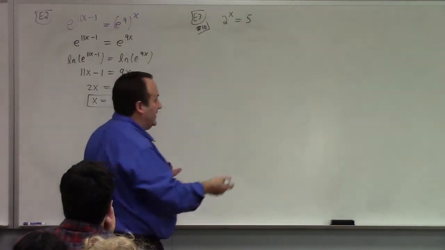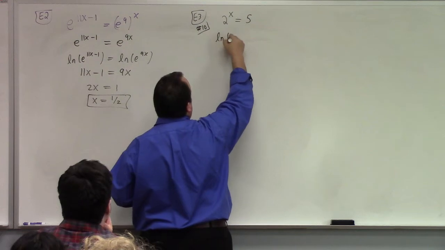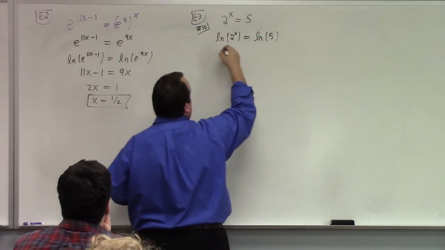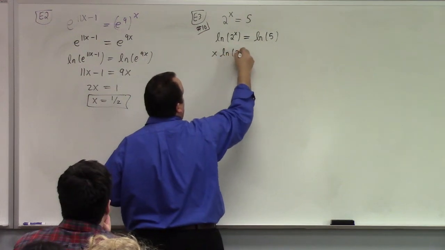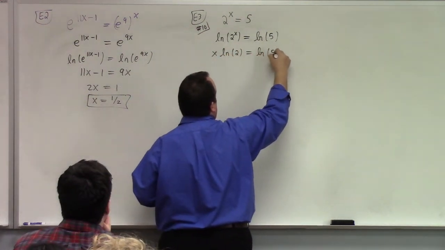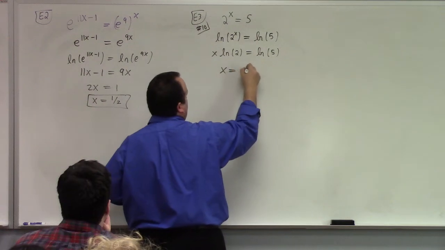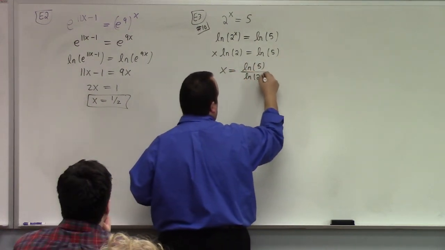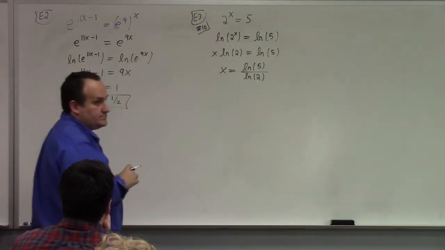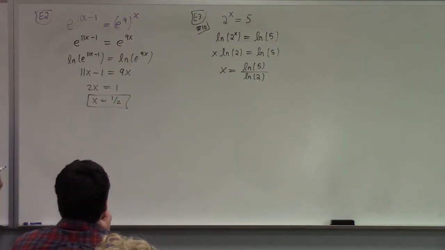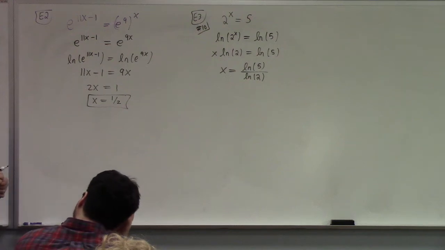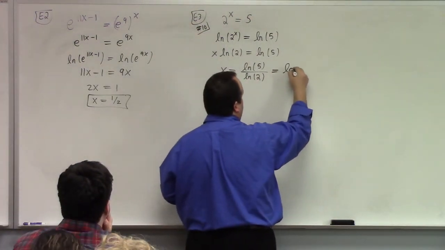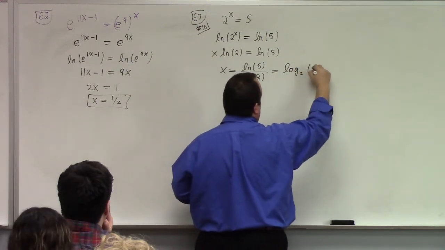We take the natural log of both sides, we get what? So this gives us x log 2 equals log 5, which gives us x is equal to the natural log of 5 over the natural log of 2. Now, how else can you express that as a log base 2? By the change of base formula, this is also equal to log base 2 of 5, all right?